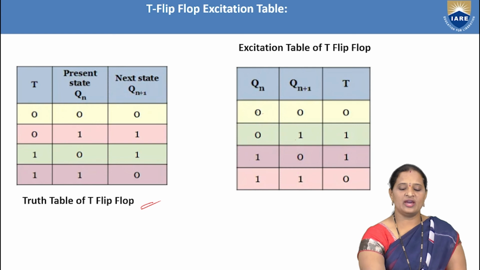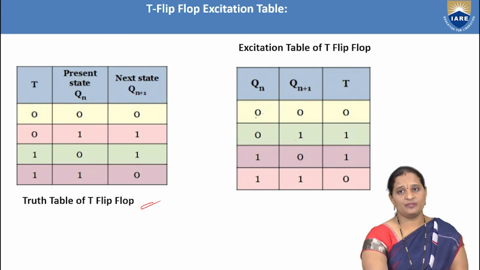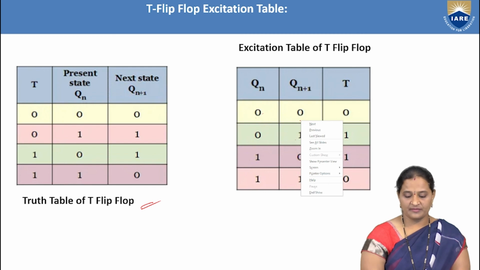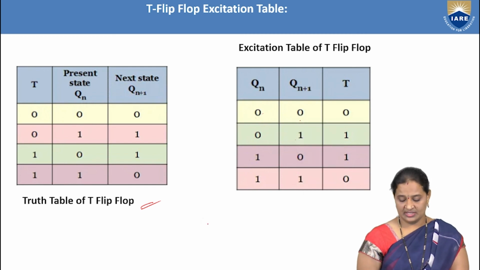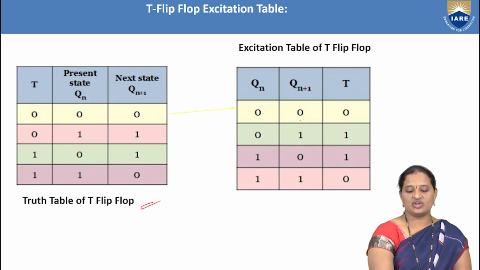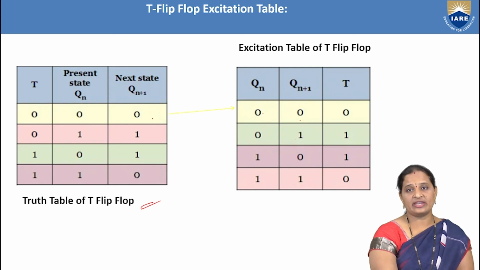Here the present state is 0 and the next state is also 0. Now you observe the combinations in the truth table which have present state as 0 and next state as 0.